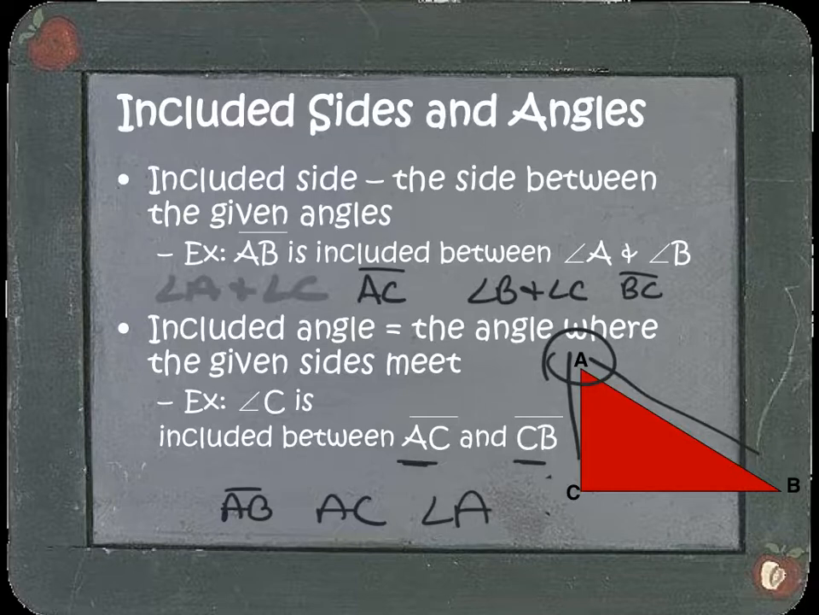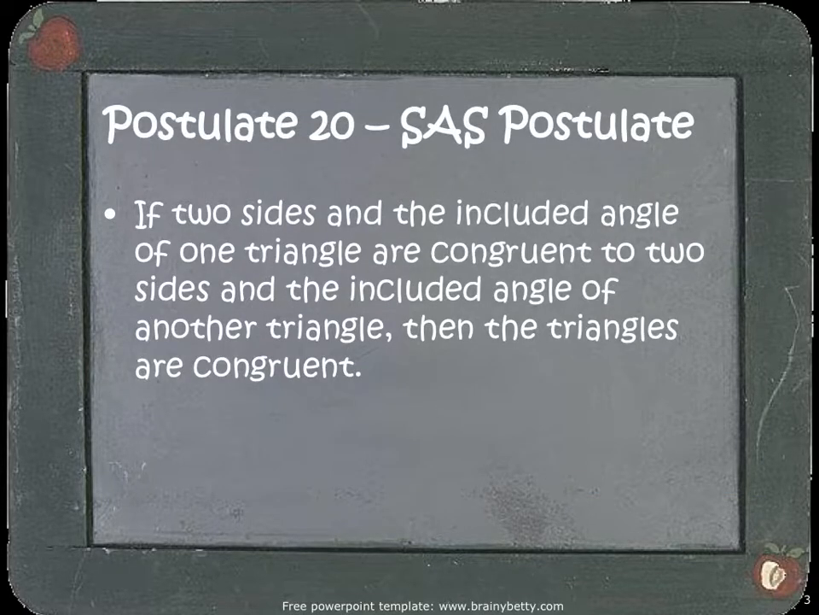So when we're doing the side angle side postulate, we're going to need to know what the included angle means. We can't just pick any random angle in our triangle, and we're going to see that in a minute. So here is the official postulate. It's SAS, and what this postulate says, if 2 sides and the included angle of one triangle are congruent to 2 sides and the included angle of the other triangle, then the triangles are congruent. I'm going to give you an example of that. What's important here is that it must be the included angle, not just any random angle.